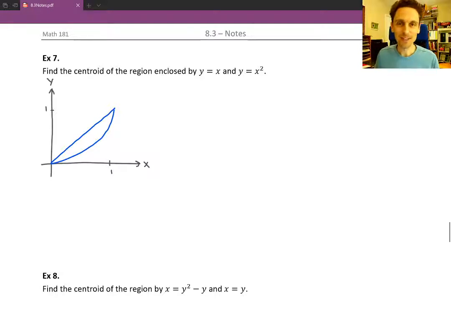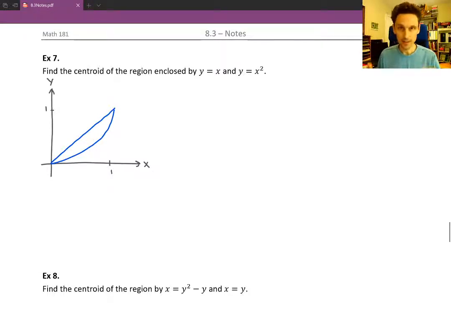Hello and welcome back. Example 7 says find the centroid of a region enclosed by y equals x and y equals x squared. And I've taken the liberty to draw a quick sketch of y equals x and y equals x squared. Now they intersect in 2 points, x equals 0 and x equals 1.